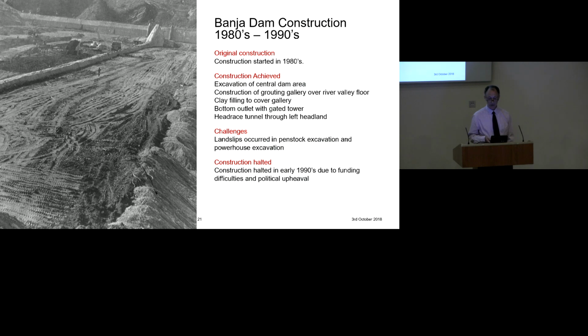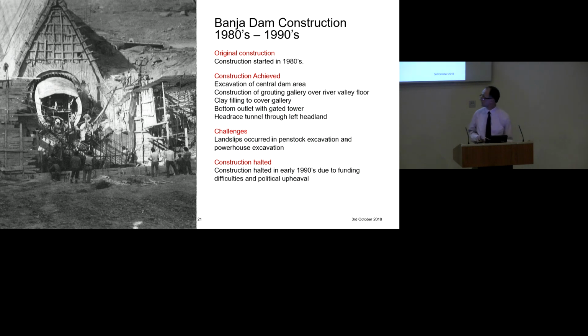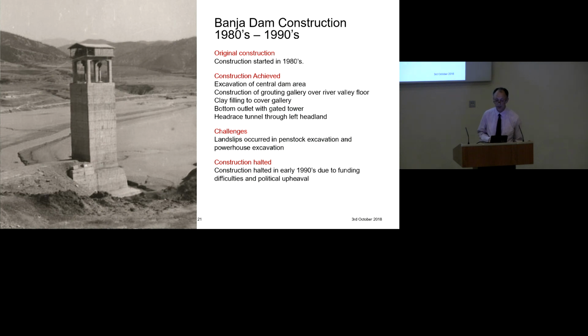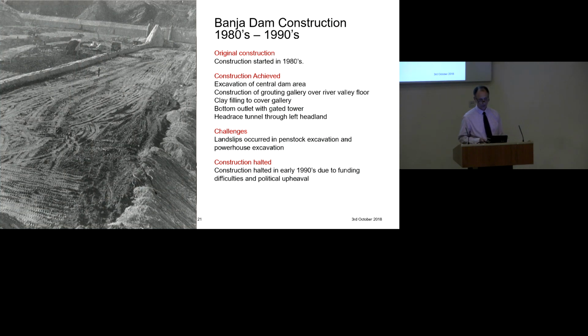And also the powerhouse excavation was quite tricky. Construction in the end was halted in the early 1990s. I'm sure those challenges won't have helped, but it really was halted because of funding difficulties and also because of political upheaval. So just looking at, that's a part of the grouting gallery being constructed near the right abutment. There's the bottom outlet with its gate down. And that's the central area, where they're laying clay core material.